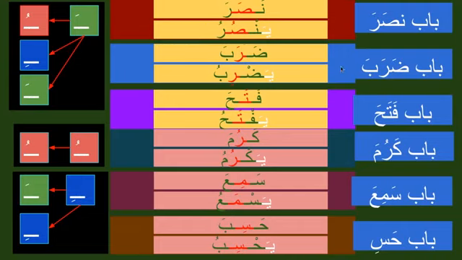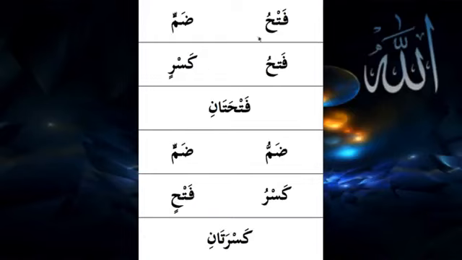The reason why we need to know this is that it makes it easy to understand which fi'l comes in which bab, and the other nouns which are derived from these babs, so it's easy to see where they are coming from, inshallah. So the whole poem goes like this: Fathu Dammin, Nasara Yansuru; Fathu Kasrin, Daraba Yadribu; Fatahatani, Fataha Yaftahu. Then we have Dammu Dammin, Karuma Yakrumu; Kasru Fathin, Sami'a Yasma'u; and Kasratani, Hasiba Yahsibu. So this is a way to remember the 6 babs, inshallah.